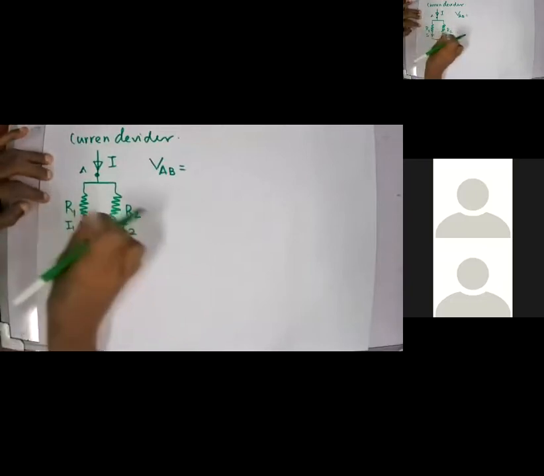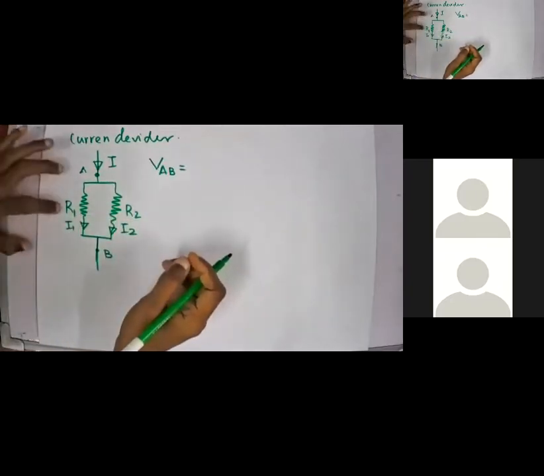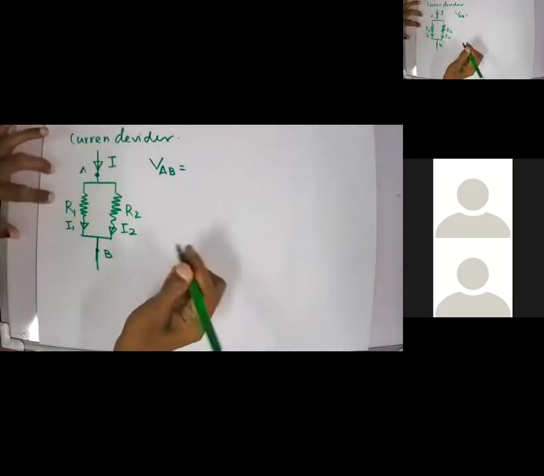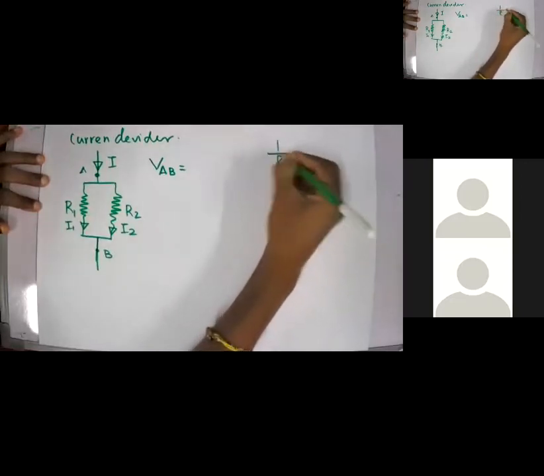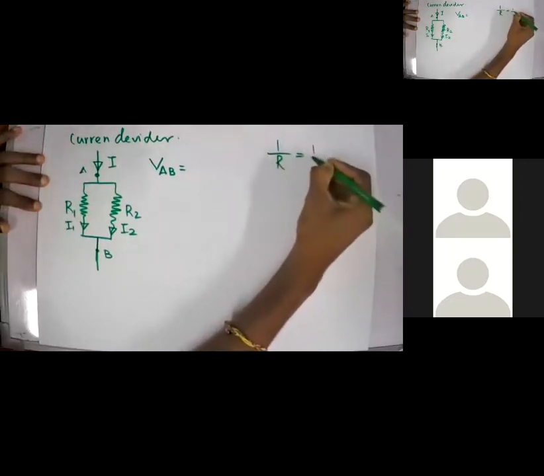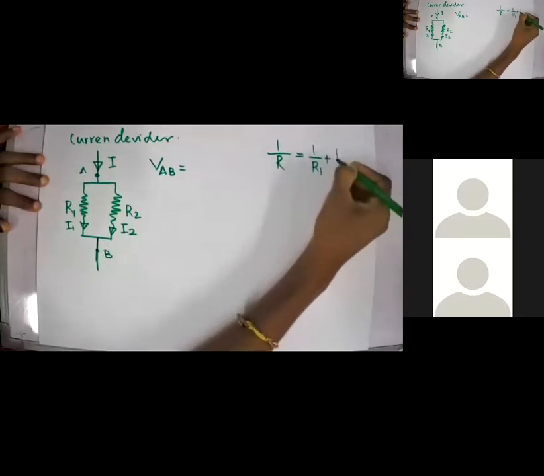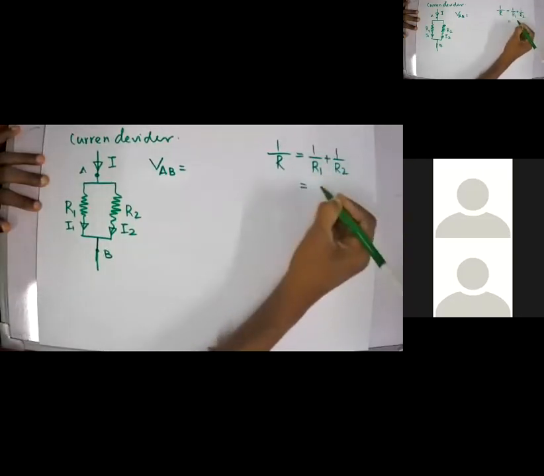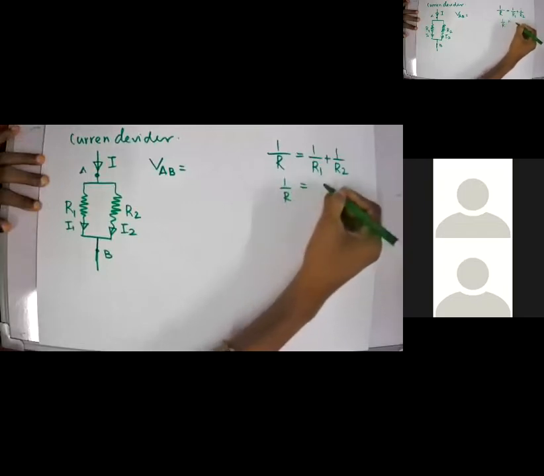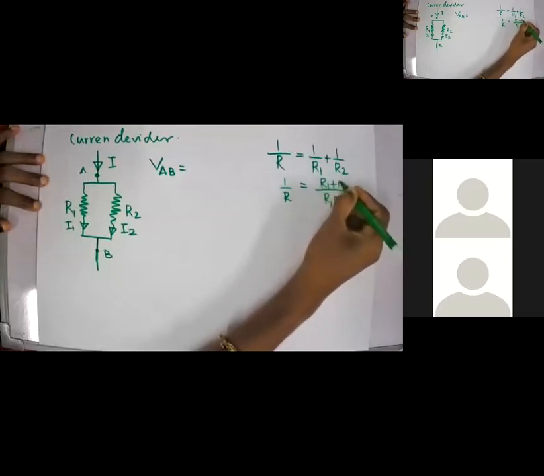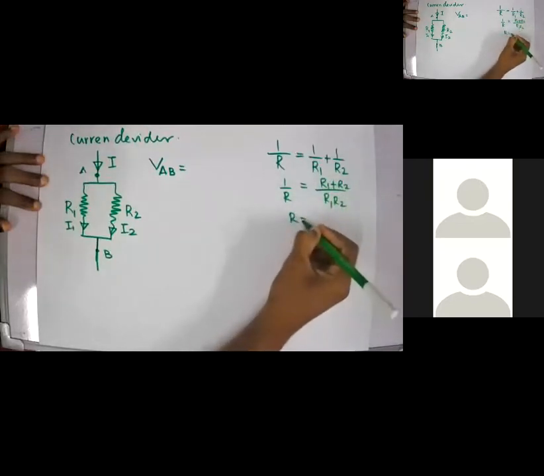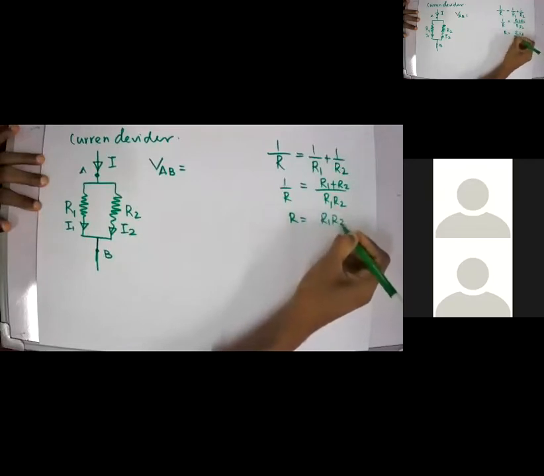To calculate V_AB, I need the resultant resistance of these two, which are connected in parallel. When R1 and R2 are connected in parallel, if I take the resultant resistance as R, then I can write 1 over R equals 1 over R1 plus 1 over R2, or simply R equals R1 R2 divided by R1 plus R2.